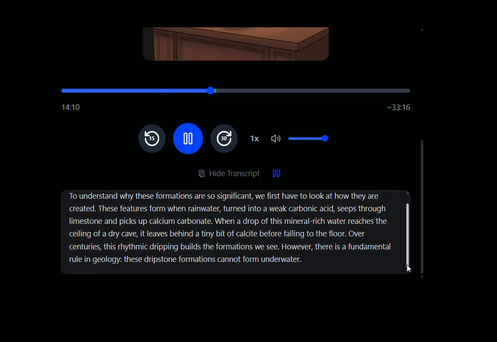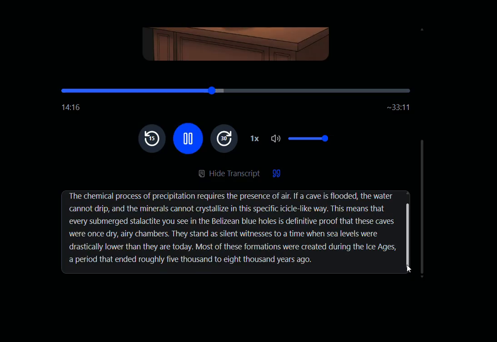However, there is a fundamental rule in geology. These dripstone formations cannot form underwater. The chemical process of precipitation requires the presence of air. If a cave is flooded, the water cannot drip and the minerals cannot crystallize in this specific icicle-like way. This means that every submerged stalactite you see in the Belizean blue holes is definitive proof that these caves were once dry, airy chambers. They stand as silent witnesses to a time when sea levels were drastically lower than they are today.